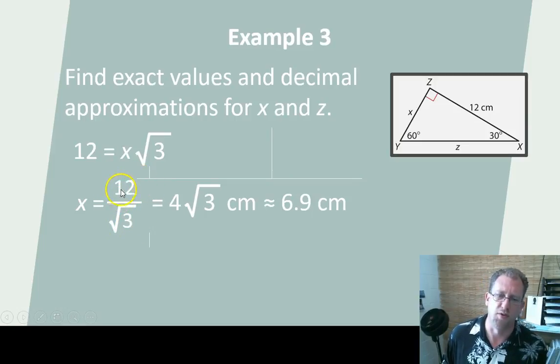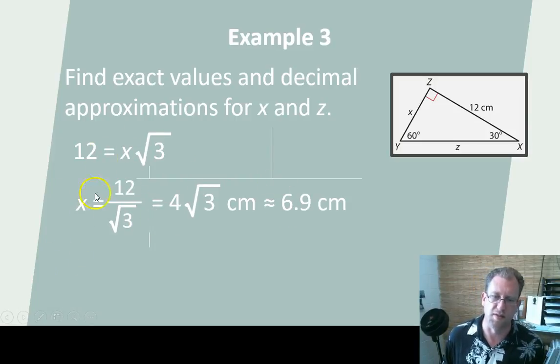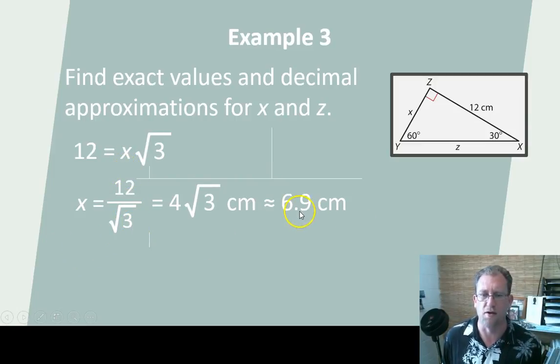And what you wind up doing is 12 radical 3 over radical 3 squared. Radical 3 times radical 3 is 3. 12 divided by 3 is 4. They're skipping those steps in this, and sometimes it's a little confusing. But you can just take 12 divided by radical 3, punch it into your calculator, and get about 6.9. That's fine. Okay, don't worry about simplifying the fraction if that's confusing to you.